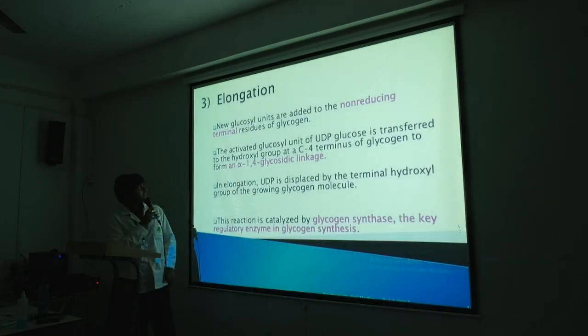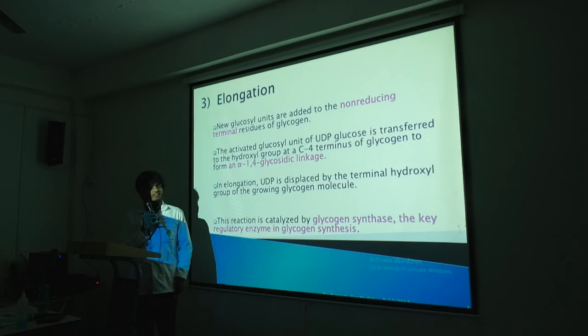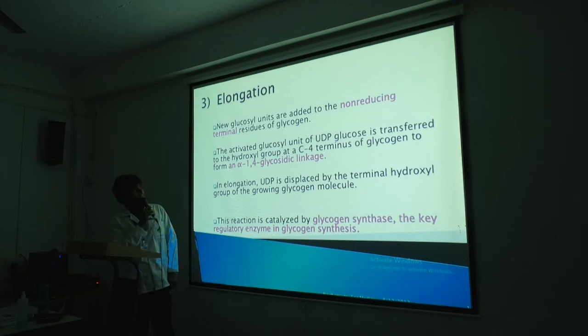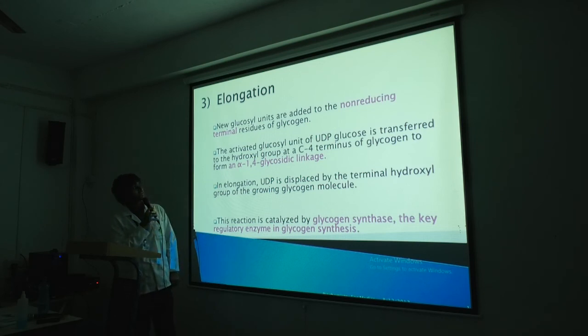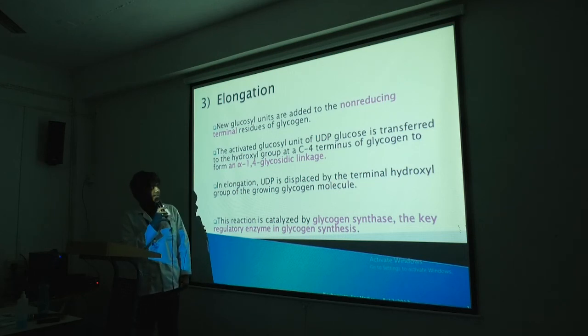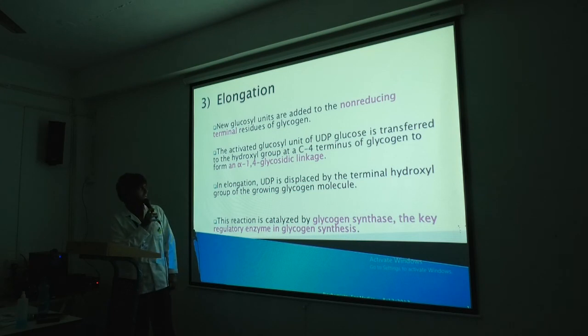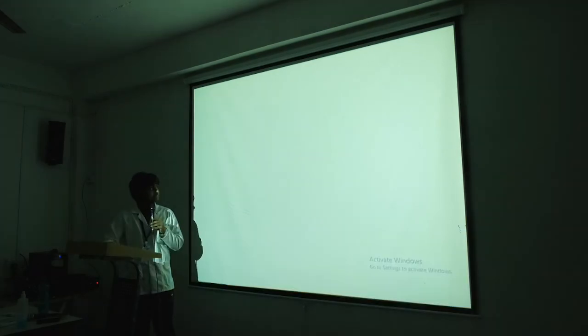Next step is elongation. It is the 3rd step. So in this step, new glucosyl units are added to the non-reducing terminal residues of glycogen. The activated glucosyl unit of uridyl diphosphate glucose is transferred to the hydroxyl group at a C4 terminus of glycogen to form an alpha 1,4 glycosidic linkage. In elongation, UDP is displaced by the terminal hydroxyl group of the growing glycogen molecule. This reaction is catalyzed by glycogen synthase, which is the key regulatory enzyme in glycogen synthesis.